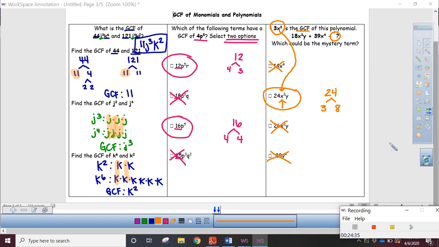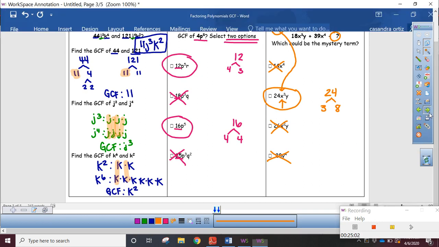Okay, so just a little summary before we move on to the next part. We went ahead and found the GCF, also known as your greatest common factor, of numbers as well as monomials. And now we found the GCF of monomials and polynomials. And so we put it all together: the GCF of numbers and the GCF of monomials, to help us solve these problems. All right, let's go ahead and move on to the next part of the lesson.